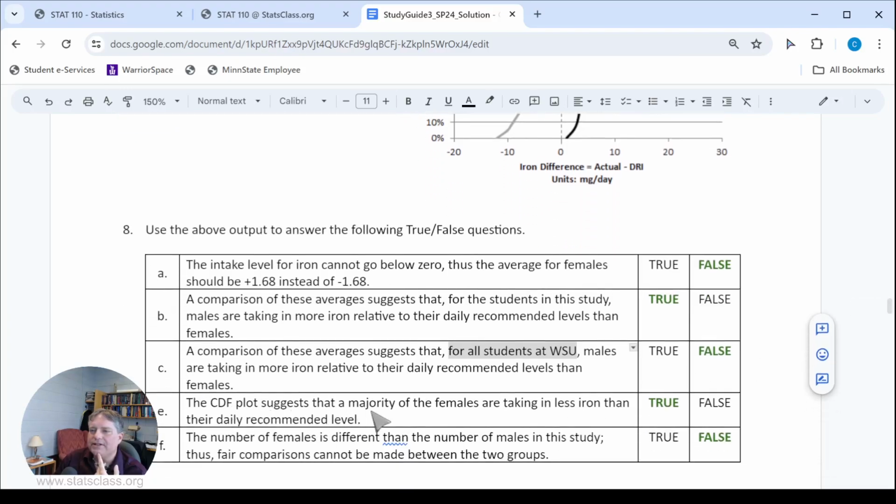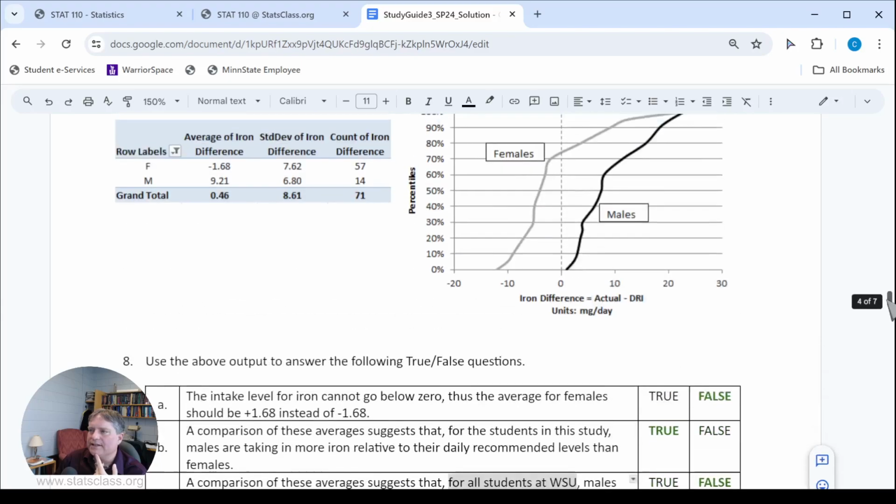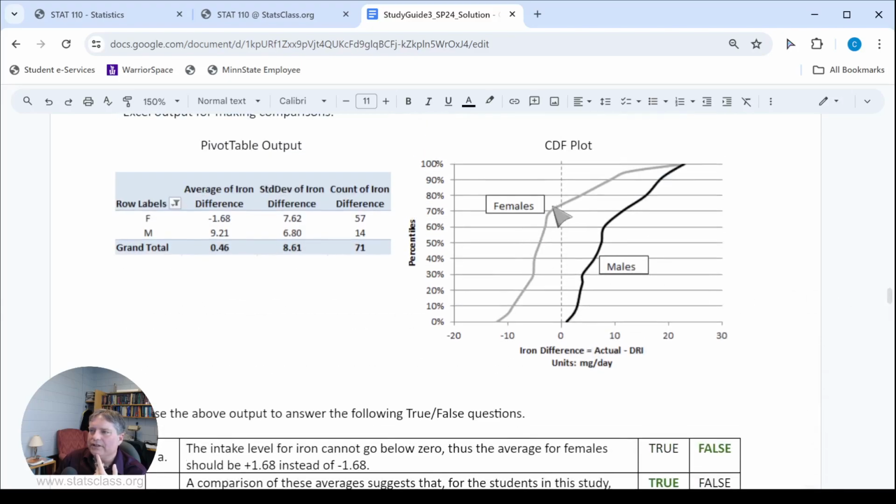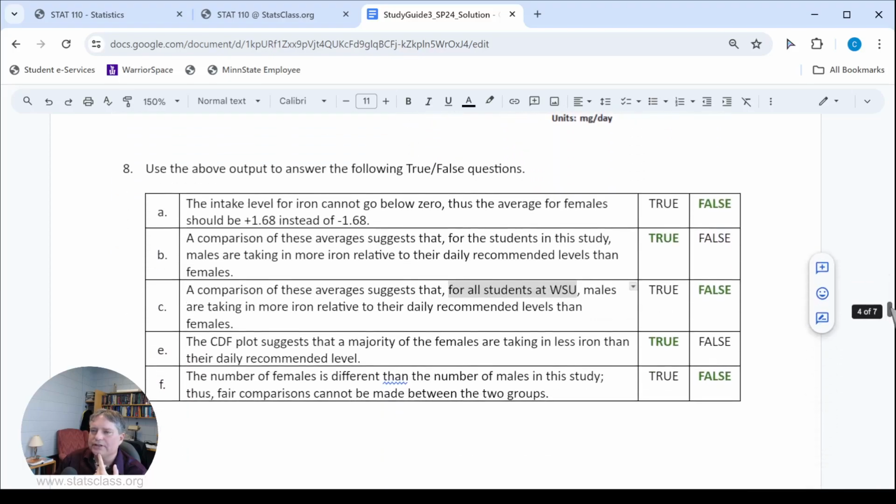The CDF plot suggests a majority of females are taking in less. That is true here. Here's the female line for the iron difference, and you can see that about 75% are actually below 0 there. So a clear majority of the women are not taking in enough iron. In contrast, all of the men here are taking in enough iron. Even the male that was the closest to target was positive. So all of the males were taking in enough iron in this particular study.